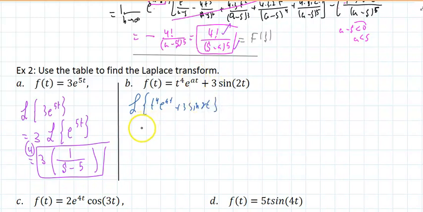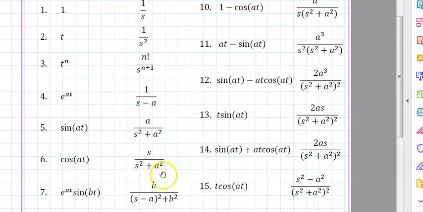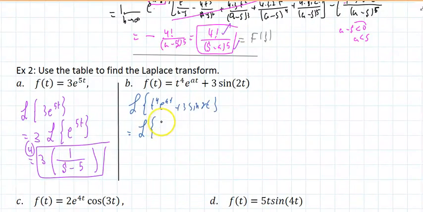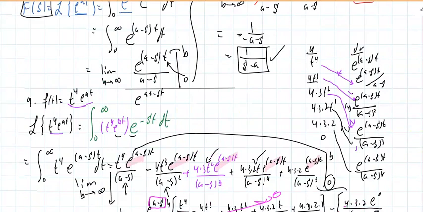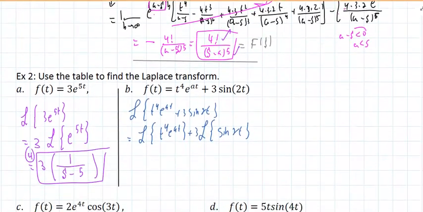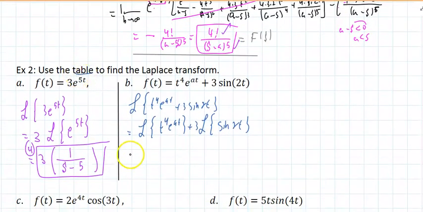So I could integrate, that will take a long time. Or I could say, look at the table, it says if you are taking the Laplace of two things added, you could add or subtract. So this is going to be the Laplace of t to the fourth e to the at, plus 3 times the Laplace operating on the sine of 2t. Well, t to the fourth e to the at, we did. It's right there. But I don't want to really integrate. I'm able to use the table.